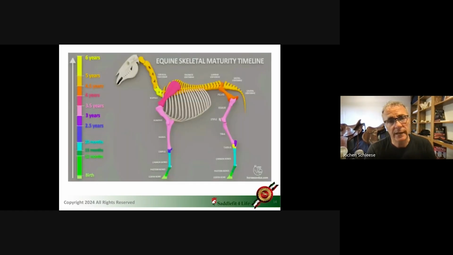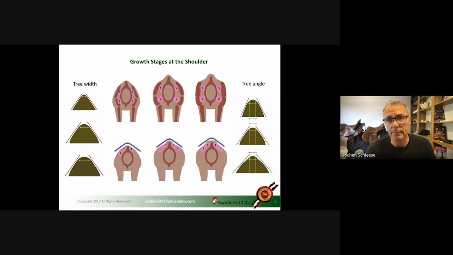And we see this in Western as well as in English, that they sometimes get ridden before they're 5 years old. And this scapula, if you look at the equine skeleton maturity timeline, doesn't develop until the horse is 4 years old. So when a horse gets to the racetrack at 1.5, at 2 years, they're already on the track and racing. And the same in the Western world, you can see at 2 years, the horse is just barely developed to here. So that, of course, has an impact.